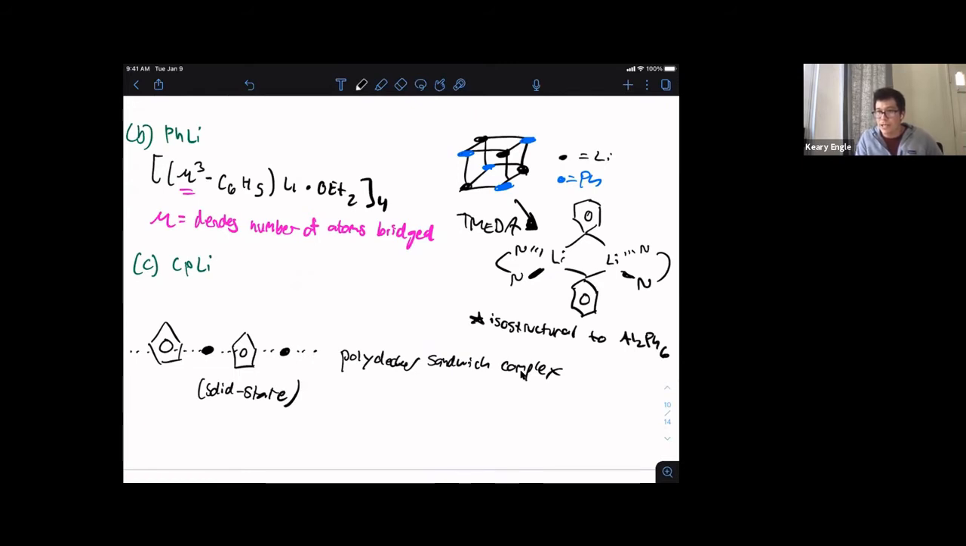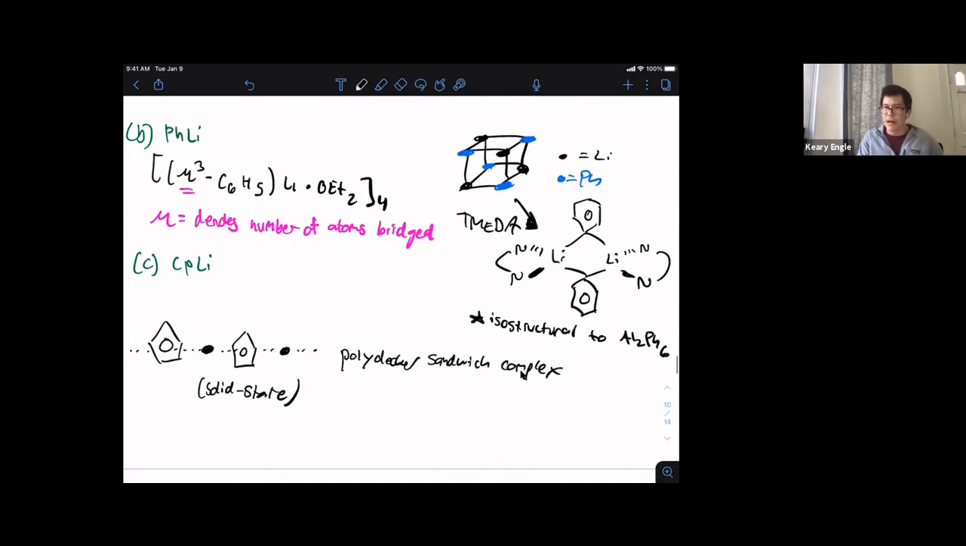phenyllithium aggregate with TMEDA, which leads to formation of a bimetallic species where each of the TMEDA caps one of the lithium atoms, and the phenyl groups here are now switched to mu2, bridging two lithium centers. And we'll soon talk about the structure of organoaluminum species, and this TMEDA adduct of phenyllithium is isostructural to triphenylaluminum.